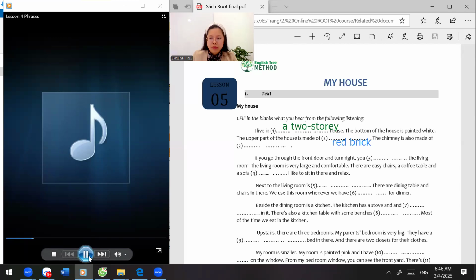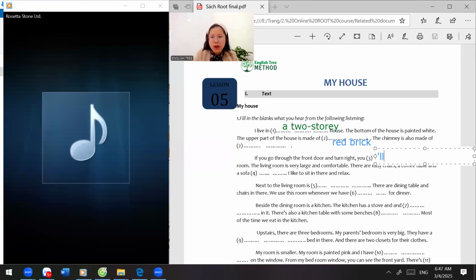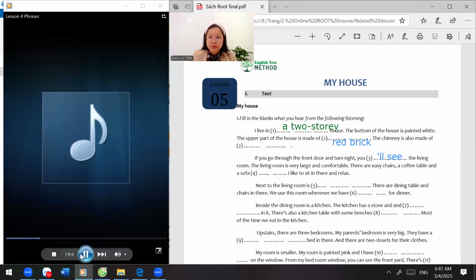If you go through the front door and turn right, you'll see the living room. Đây mình sẽ nghe thấy là you'll see. Các bạn kiên nhẫn chờ cùng mình qua những đoạn mà bạn đã được nghe trước rồi nhé. You'll see. The living room is very large and comfortable.